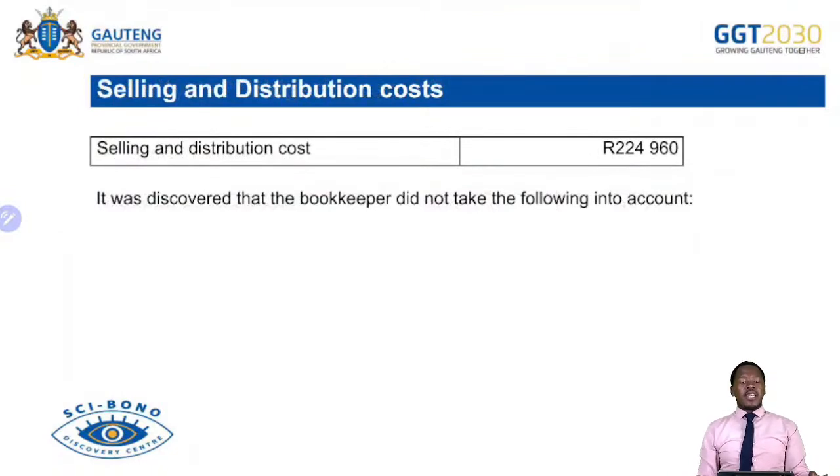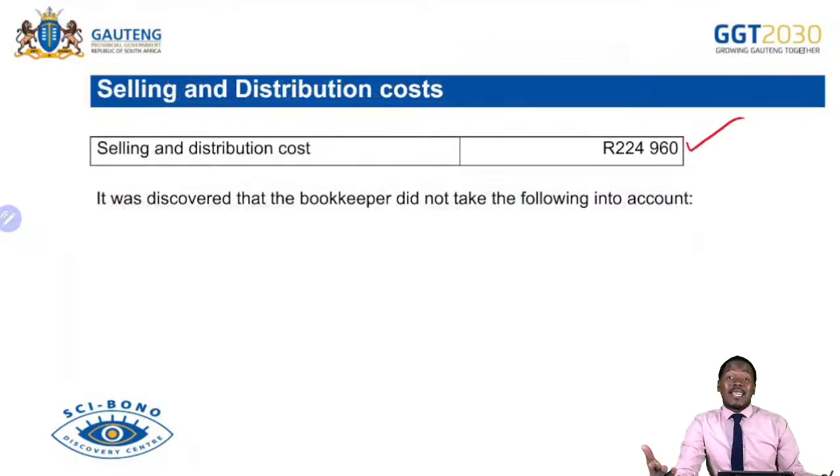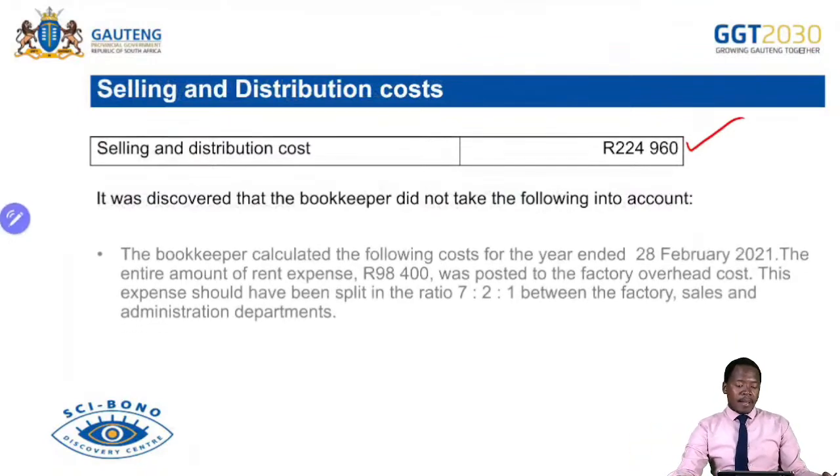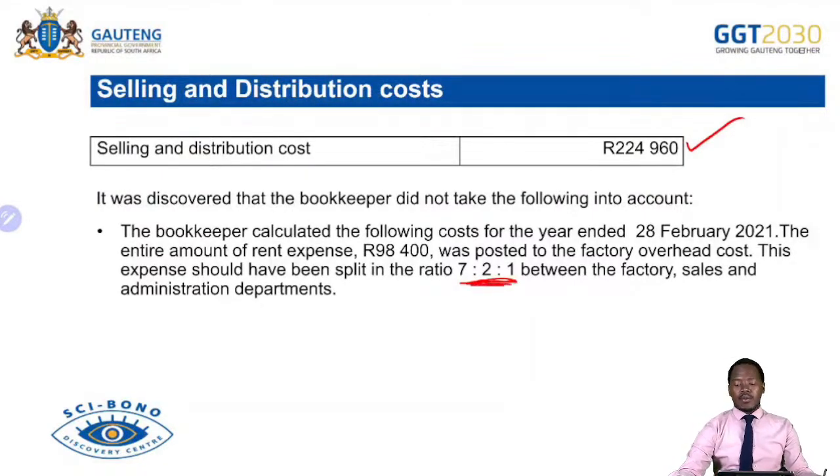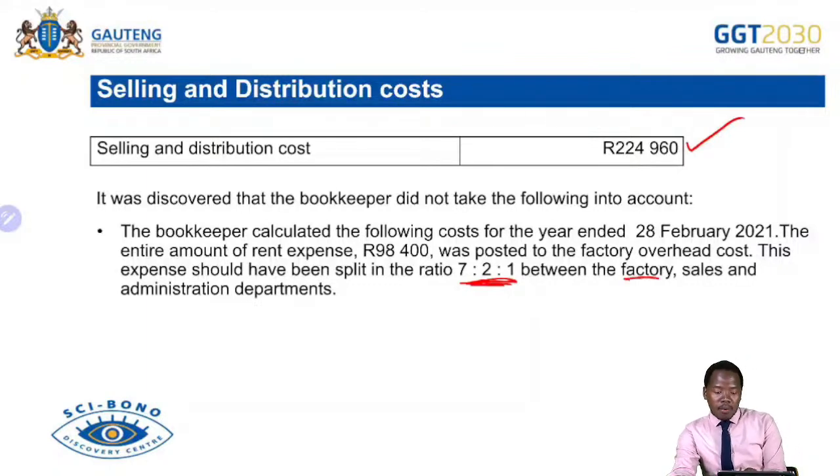Right, selling and distribution now, grade 12. So we are now trying to adjust our selling and distribution so that we can do our abridged income statement. Remember, on our information, we were given an incorrect balance, the balance before adjustment. Remember, we have already addressed this one, where the 98,400 was posted to petrol overheads, and then it should have been split in a ratio 7:2:1. Now we are having factory, sales, and admin.